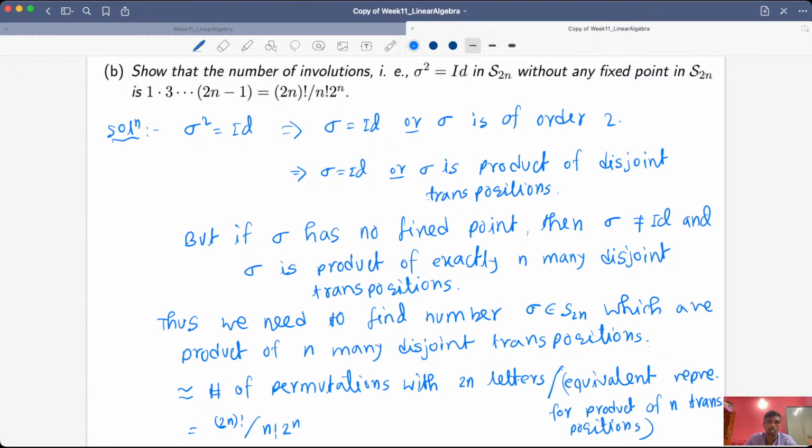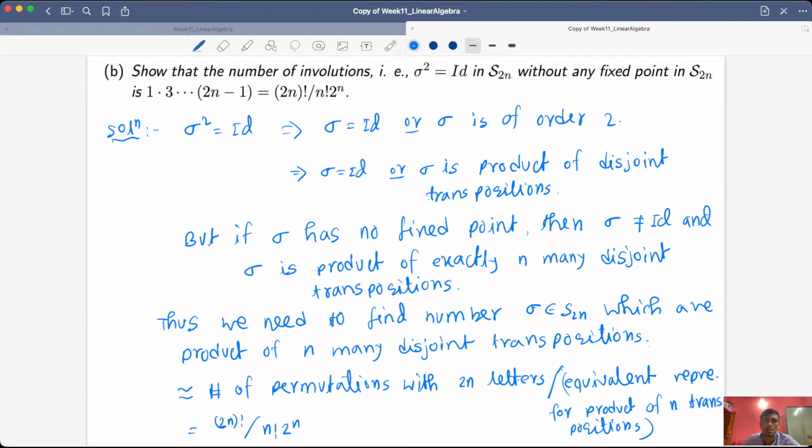Factorial n comes because you have n many transpositions, and you can permute between them in factorial n many ways. And 2 power n comes because for each transposition you have 2 representations. You can either write L1 L2 or L2 L1. There are n many such transpositions, so for each one you have 2, and in total you have 2 power n. Okay, so this is the required number of involutions without fixed point.